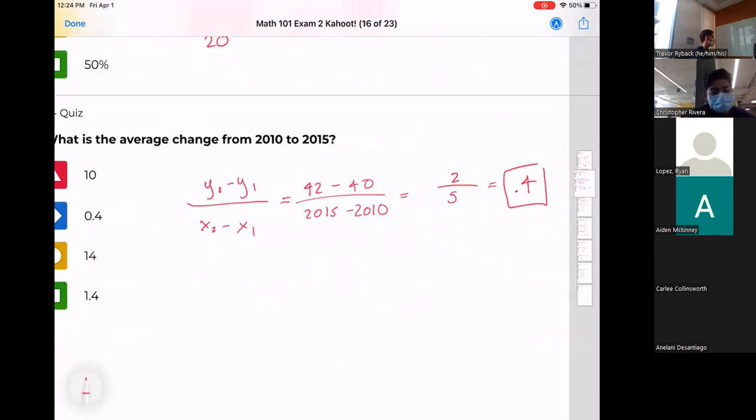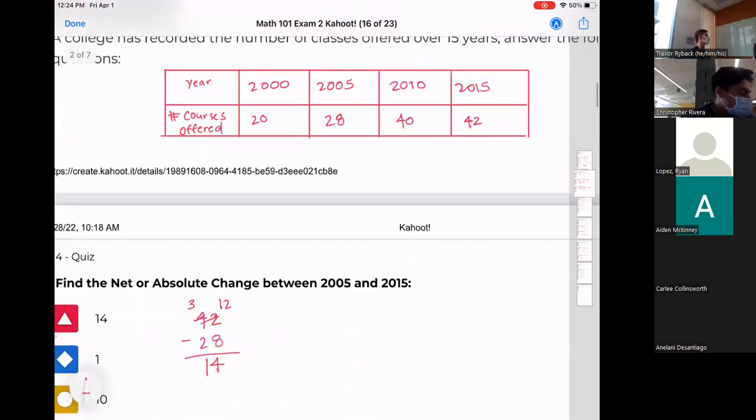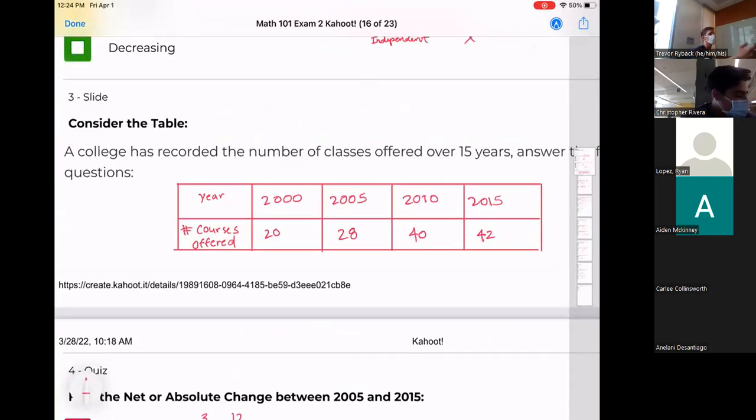So this one is similar to the problem we did earlier, except we're not using the percent change formula. We're using the average change formula. And the average change formula can be signified by y2 minus y1 divided by x2 minus x1. And remember what we said earlier about the x variable: the x variable is independent of the y variable. So that means that y depends on x.